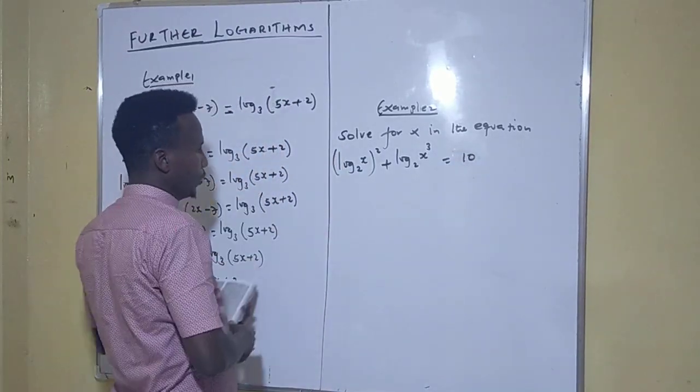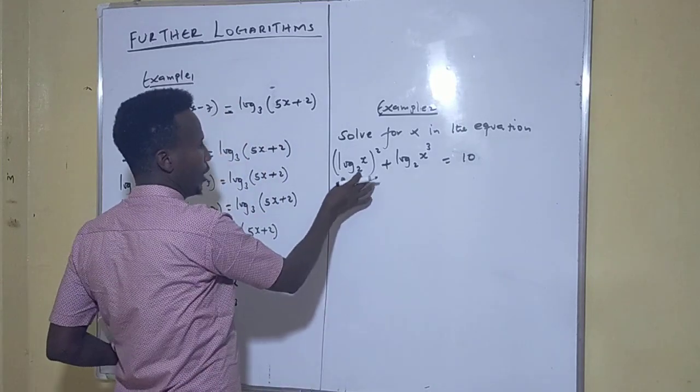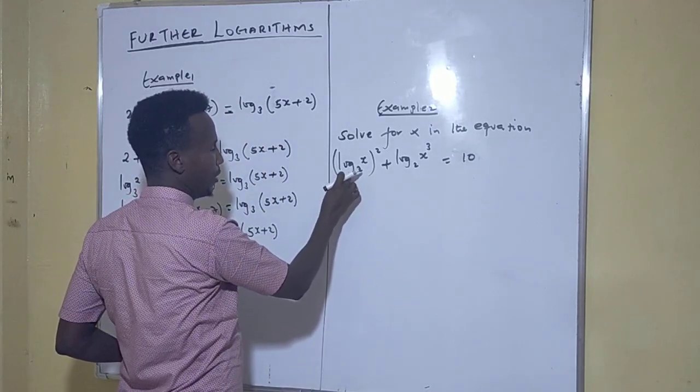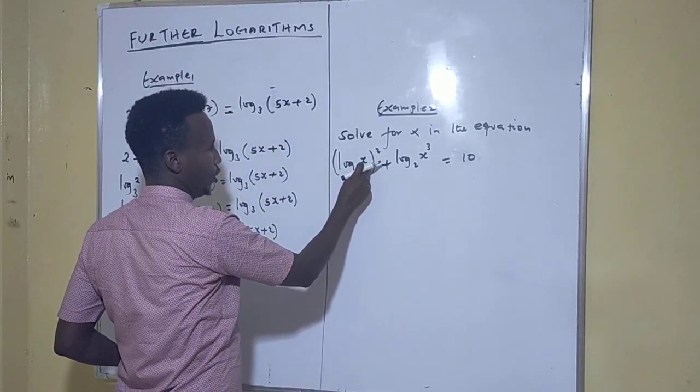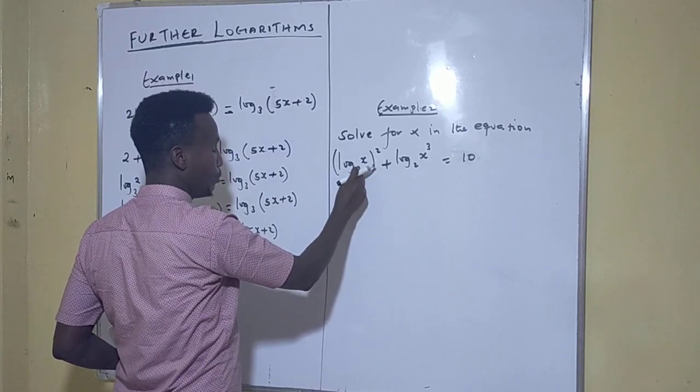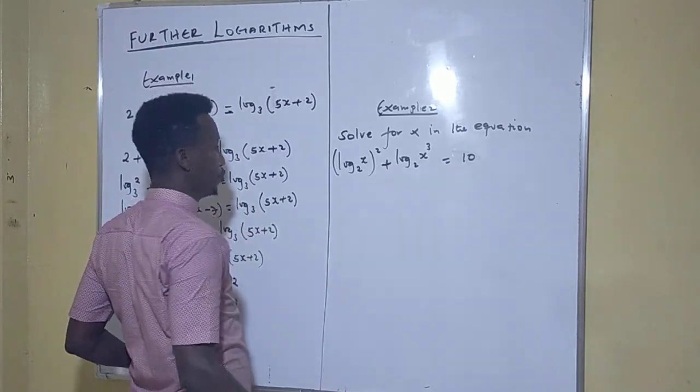So do you know what you're going to do? The moment you have a bracket, inside the bracket remember we have log base 2 power x. But this has got 2 power x, you can only write this one again as log base 2, it's very wrong.